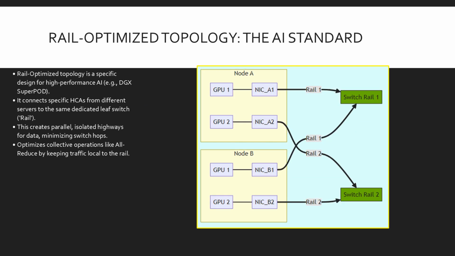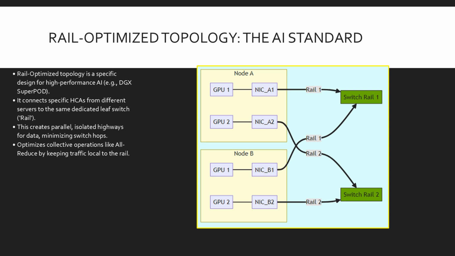To solve the congestion issue, we use a design called rail-optimized topology, the standard for NVIDIA DGX SuperPODs. Instead of connecting all NICs on a server to one switch, we connect them to separate parallel networks or rails. For instance, the first GPU in every server connects exclusively to the Rail 1 switch network, the second to Rail 2, and so on. This creates parallel highways for data. GPUs perform collective operations. They talk to their peers on the same rail, often avoiding the spine switches entirely, which drastically reduces latency and contention.